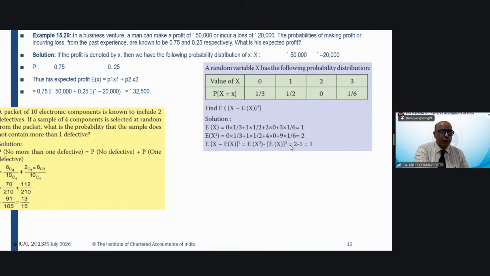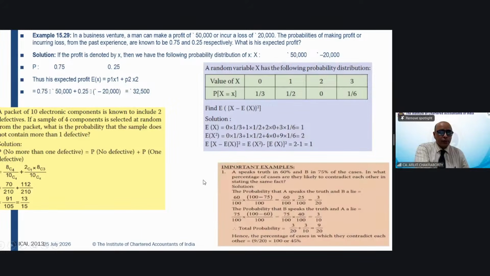And now we proceed to the last one. A very interesting question here. A speaks truth in 60% cases and B speaks the truth in 75% cases. In what percentage of cases they will contradict each other in stating the same fact? Very interesting question, and this is based absolutely on your logical reasoning and common sense. The calculation is pretty simple, but first is to understand what the problem intends to know from you.